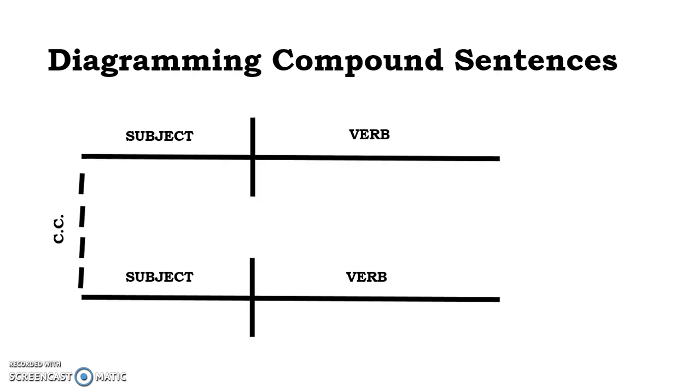Okay, now let's figure out how we diagram compound sentences. We draw a baseline and a vertical line for our first independent clause, and we draw a baseline and a vertical line for our second independent clause, and we connect them with this dotted line on which we put our coordinating conjunction. It's really that simple. Of course, there may be other things connected to the independent clauses that we need to diagram, but this is the basic structure. Two baselines, two vertical lines, joined by a dotted line for our coordinating conjunction.